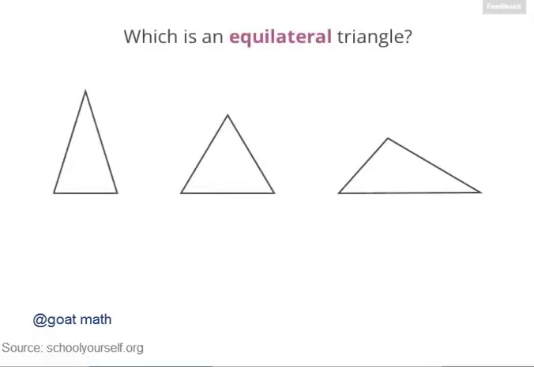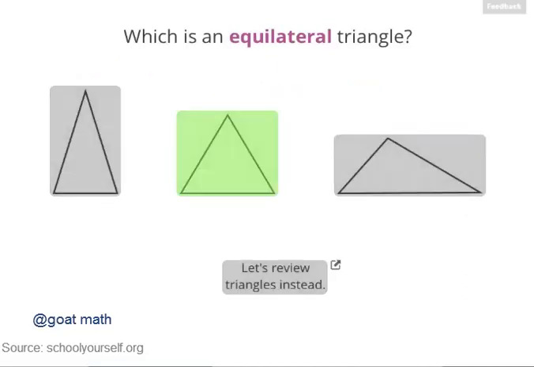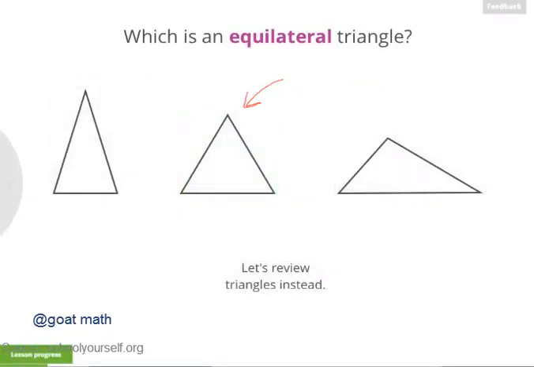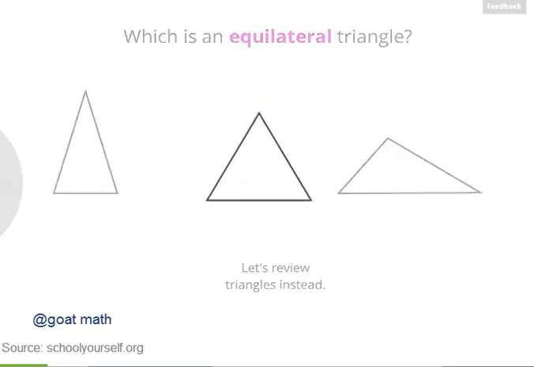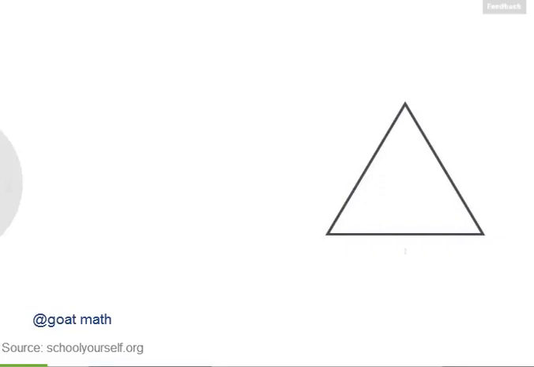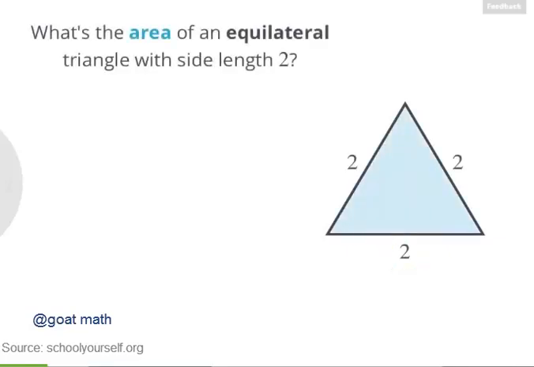To get started, can you identify which of these triangles is equilateral? Exactly, this triangle is equilateral, meaning all its sides have the same length. For this equilateral triangle, suppose each side has length 2. Let's see if we can figure out this triangle's area.